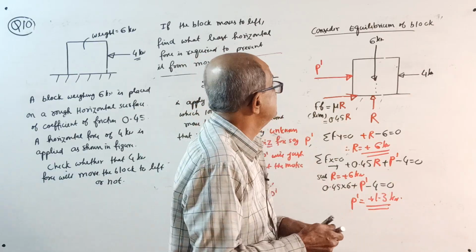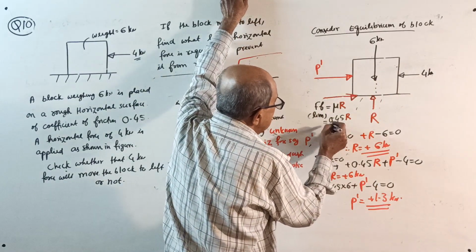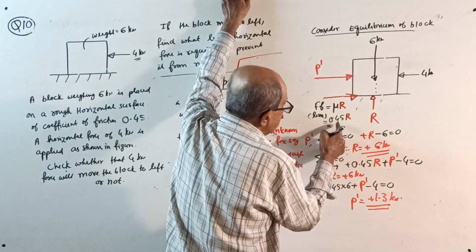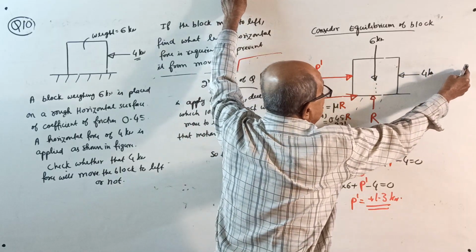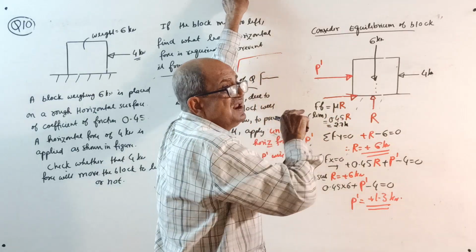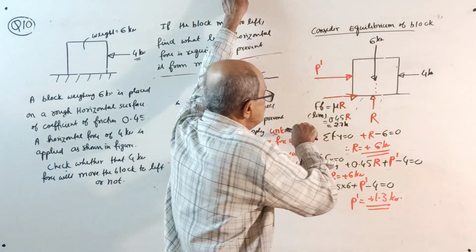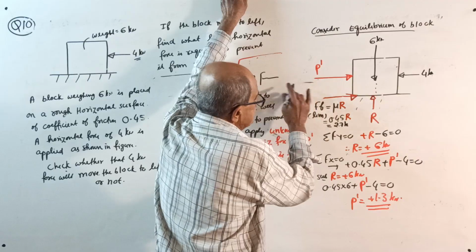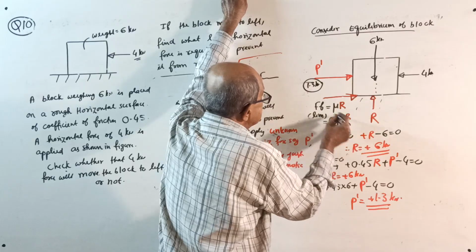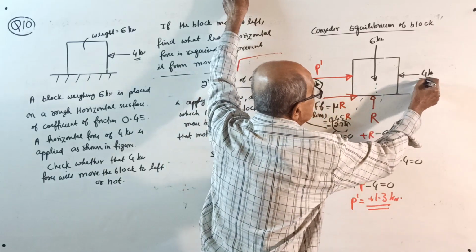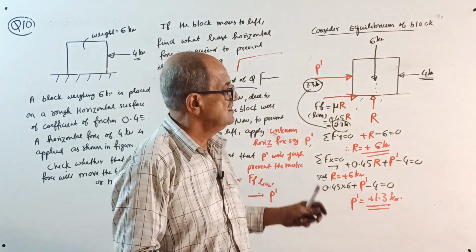One extra information. See, applied force is 4. Maximum limiting frictional force is how much? 0.45 into R is 2.7 kilonewton. So, when you apply 4 here, friction can resist maximum 2.7. That's all. Some help required for friction. So, help the friction by applying how much? Another 1.3 kilonewton. This 1.3 and 2.7 together will balance the force of 4 kilonewton. So simple to understand. Okay, that's all.